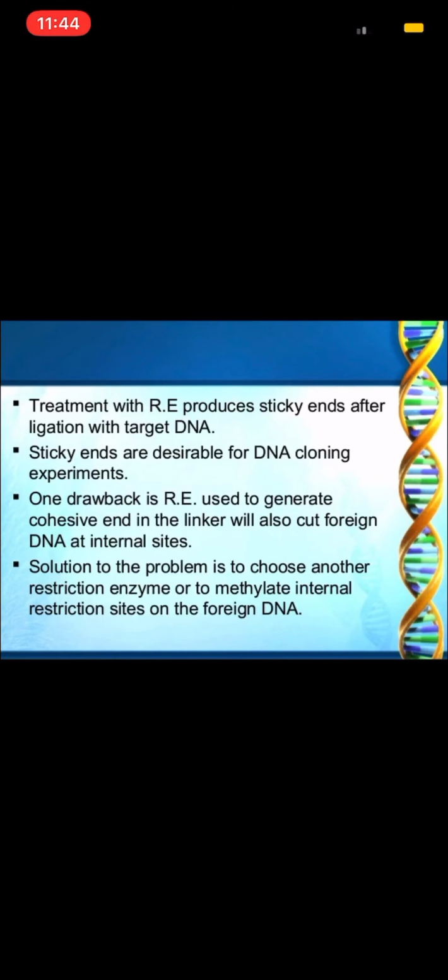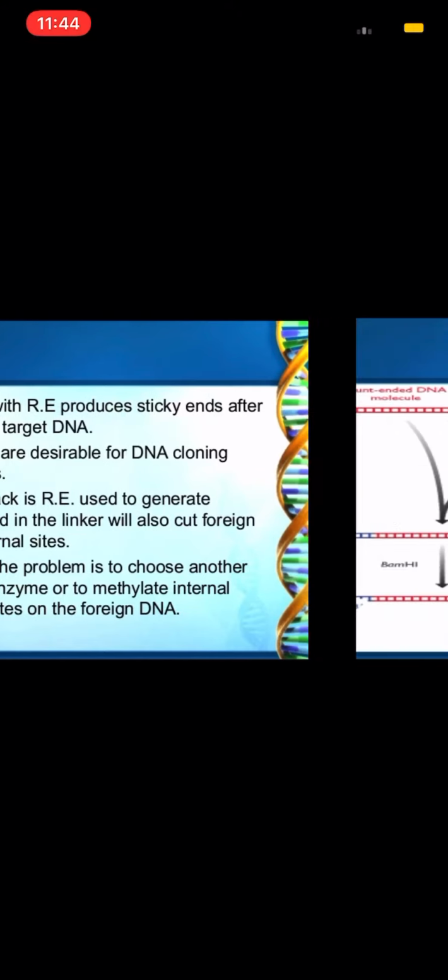One drawback of using restriction enzymes to generate cohesive ends is that the enzyme will also cut the foreign DNA. Sometimes the restriction enzyme cuts the foreign DNA. So the solution to this problem is to choose another restriction enzyme or to methylate internal restriction sites on the foreign DNA. The methylation will not allow the restriction enzyme to cut the DNA.